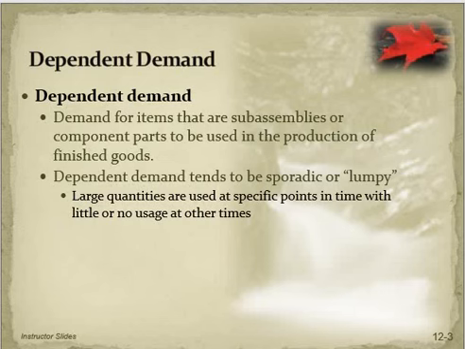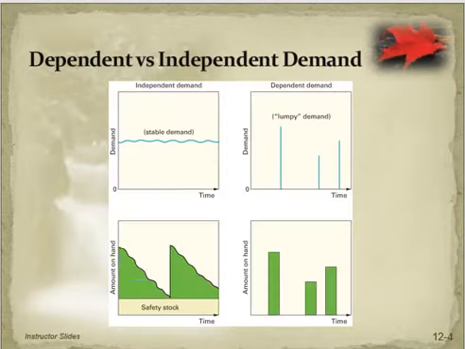So dependent demand tends to be sporadic or lumpy. I mean large quantities are used at specific points in time with little or no usage at other times. ليه lumpy بقى؟ ليه الديماند عليها يكون lumpy؟ عشان الطلب عليها هيزيد بزيادة الطلب على المنتجات النهائية. This is the figure. This figure explains it. This is the dependent and independent demand here. This is independent, مستقل يعني مش بيعتمد على حاجة. And this one is dependent demand. So you can see easily it's lumpy because it depends on the independent good or product you are producing.